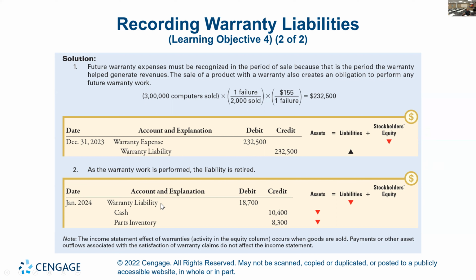When the warranty work is performed, we reduce the liability. We no longer think that much is going to be out there. We actually did $18,700 worth of work. And how did we do it? It cost us $10,400 in cash, and it cost us another $8,300 in inventory. So you would credit here however much it came off. It could have come out of your regular merchandise inventory, if you're just replacing something there.